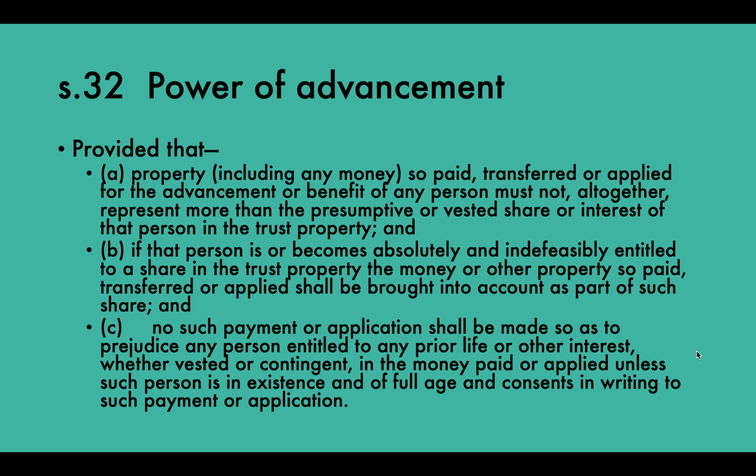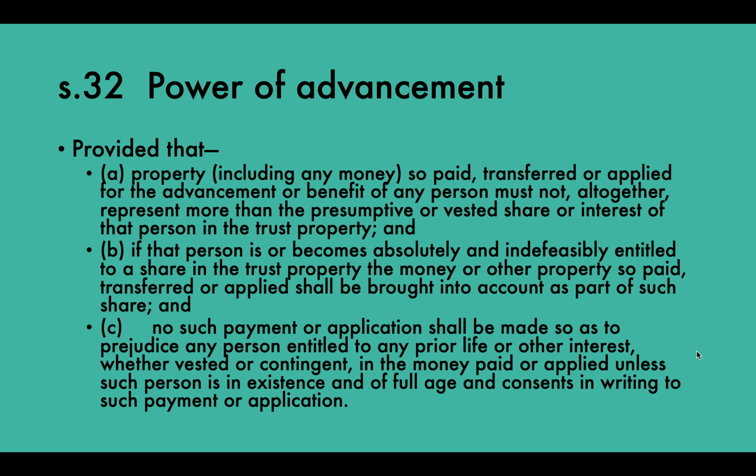So if you are owed £50,000 when you are 25, but at the age of 22, you got £25,000 in the form of an advancement, at 25, you will only get £25,000. So they will take into account previous advancements for your future distributions.